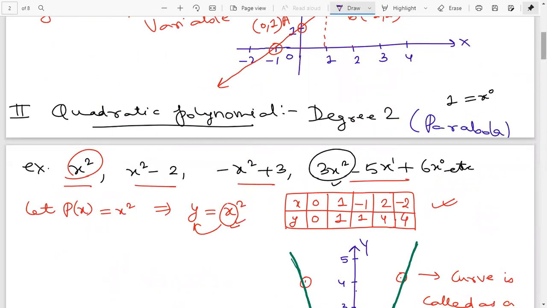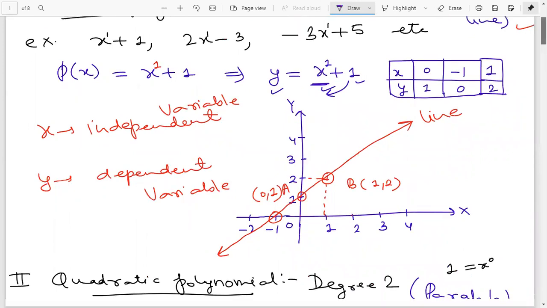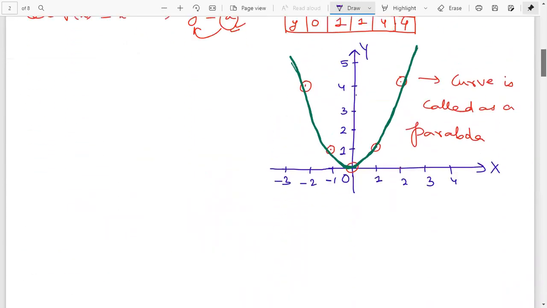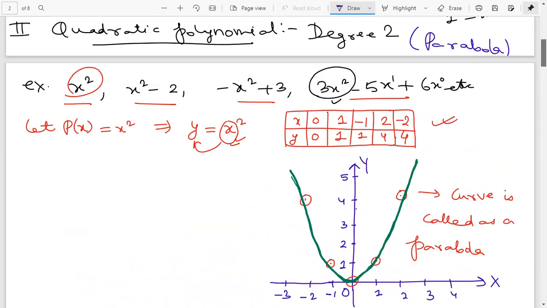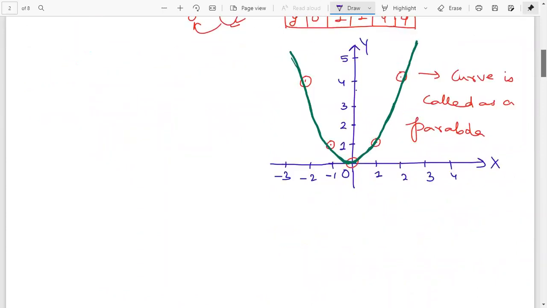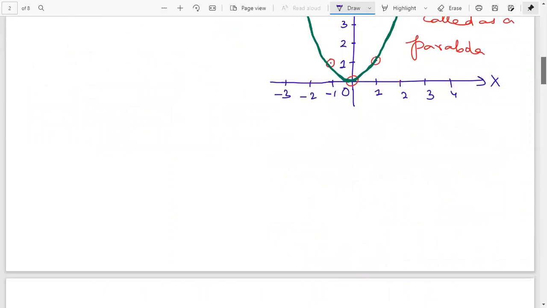Now comes the third and important type, that is the cubic polynomial. The first one was linear, that is degree 1. The second is quadratic, degree 2, and the graph, you know, is a parabola. For other equations also a similar type of graph will come. The exact graph will be different, but the nature will be parabola.